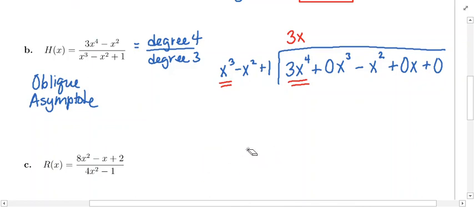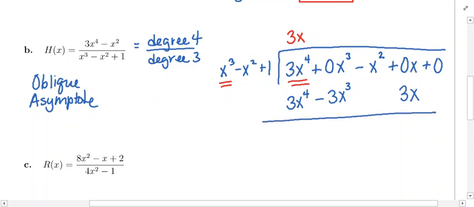All right, so now what you do is you multiply. I've got to take 3x and multiply it by x cubed, by negative x squared, and then by positive 1. So 3x times x cubed is 3x to the fourth, and then 3x times negative x squared is going to be negative 3x cubed. And notice I'm writing the fourth power under the fourth power, the third power under the third power. Now when I do 1 times 3x, that's just x to the first power. Well, sorry, I said that wrong. 1 times 3x is going to be 3x, and I'm going to write it right here in the x column. So it's going to look like this.